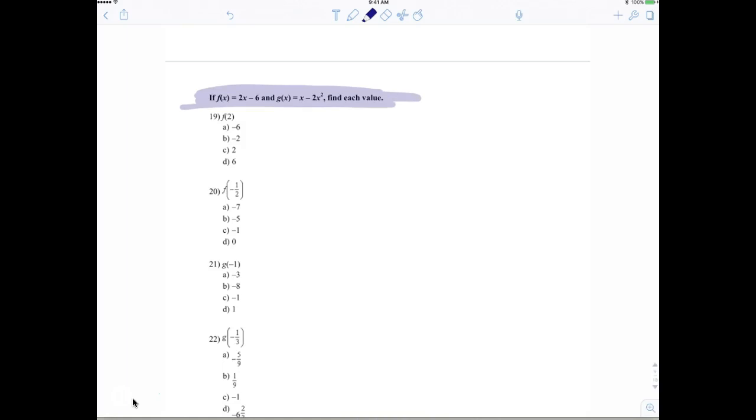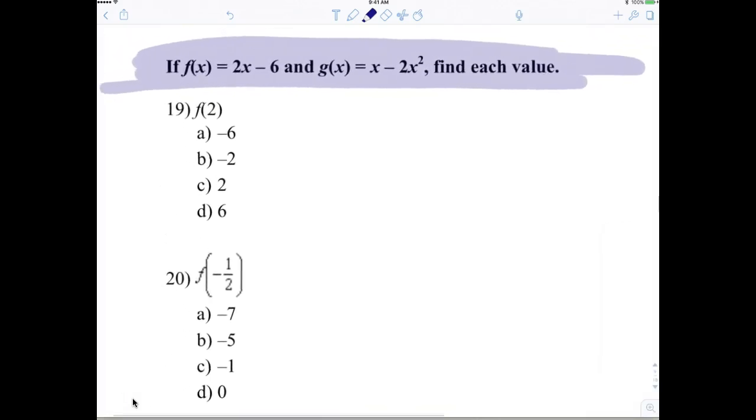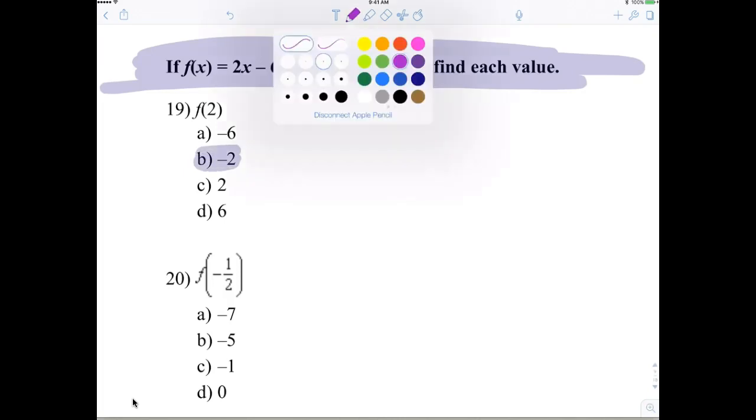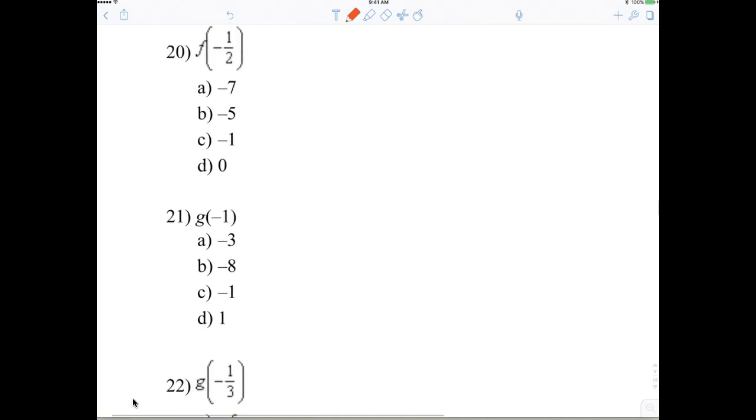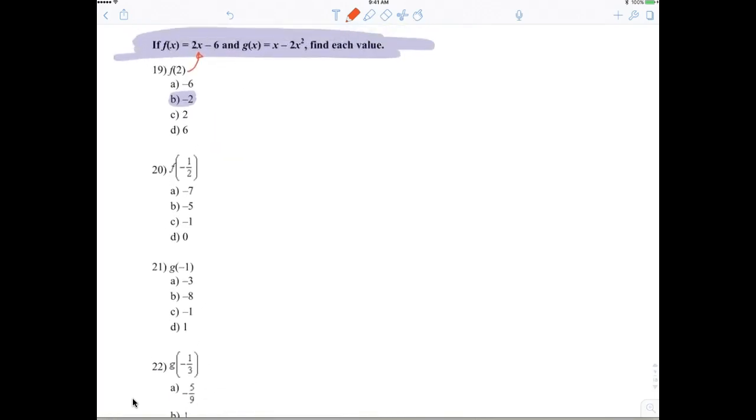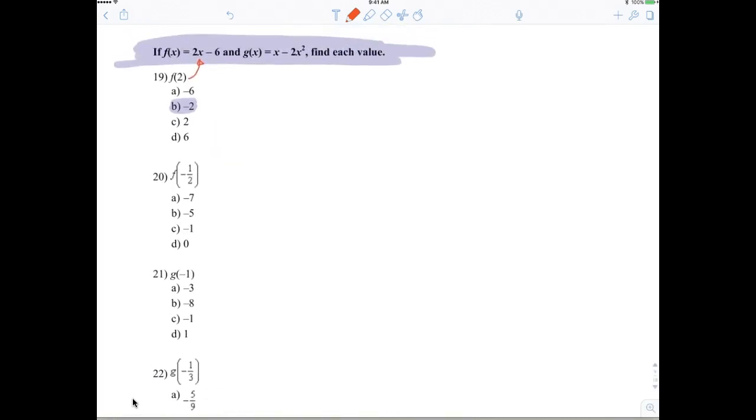So when I ask you for f of 2, this is mental math for you guys. f of 2: 2 times 2 minus 6. What's that? Negative 2. Now make sure you know for certain that you're plugging this into the f function. On 21, you're plugging into the what? You're plugging into the g function.